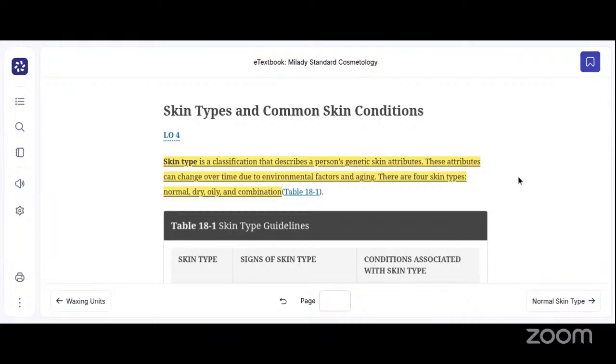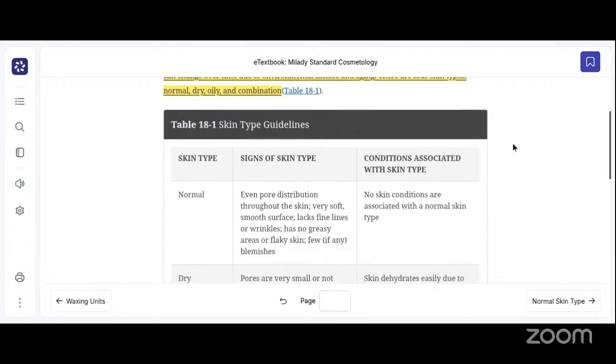Let's look at skin type. It's a classification that describes a person's genetic skin attribute. So everybody has a skin type. This type can change over time, which means what was your type at 10 is not your type at 20. It could still be, or it could change. 20 and 50 are two different eras of life. These are the 4 skin types: normal, dry, oily, and combination.